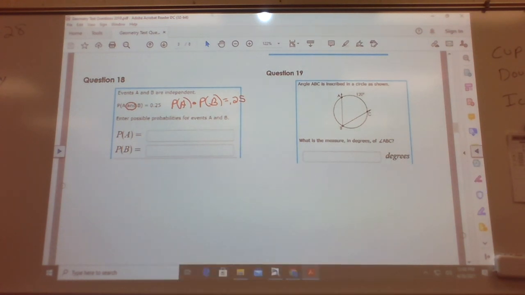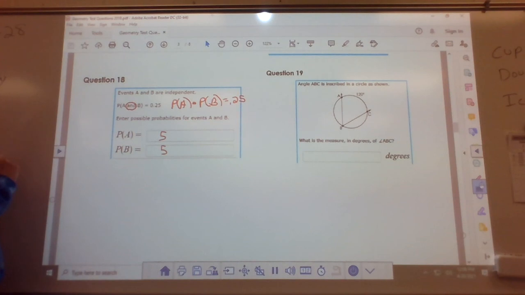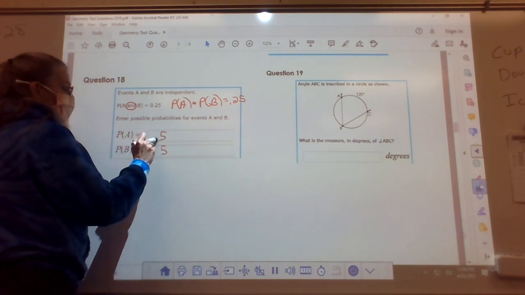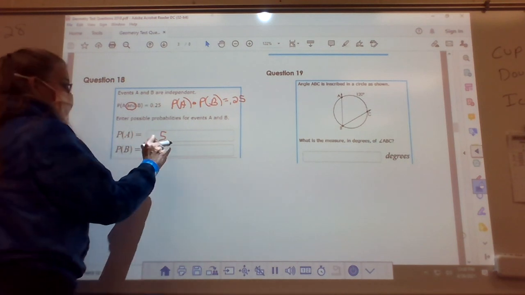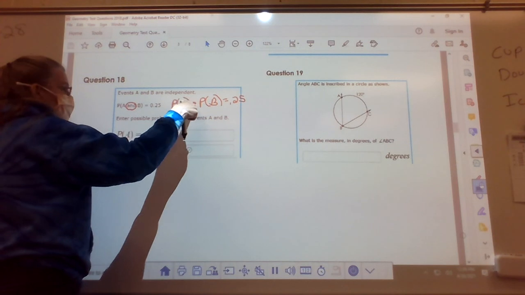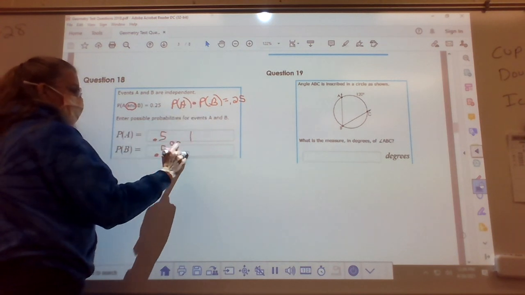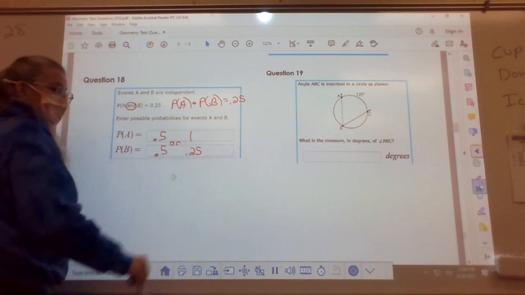5 and 5. 5 and 5 will work. Make sure you just don't do 5 and 5 because that would be a straight 25. I need 0.5, 0.5, so that's one option. 0.5 times 0.5 is 0.25. Or maybe you made one of them a 1, and it doesn't matter which one. 1 and 0.25, because anything times 1 is itself. So that's another option.